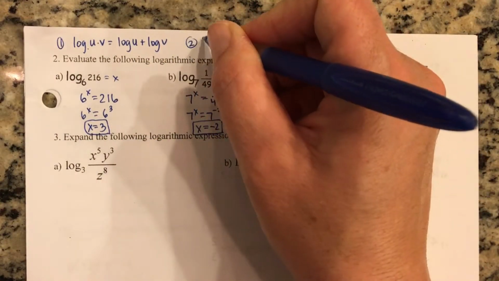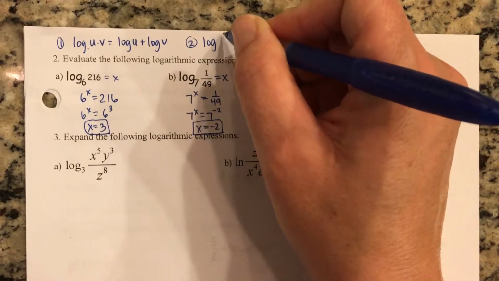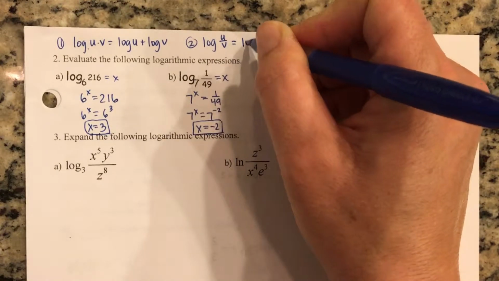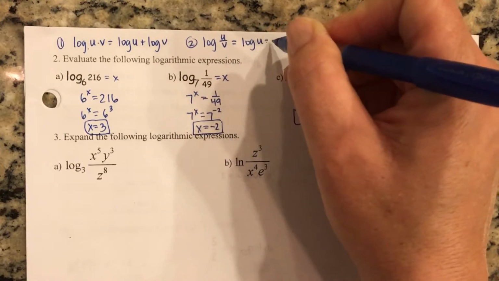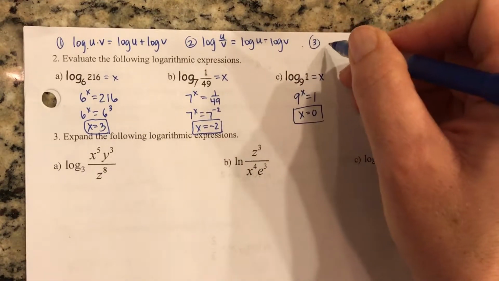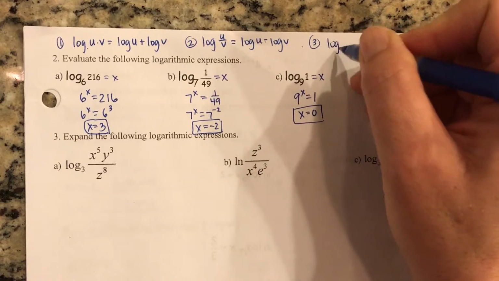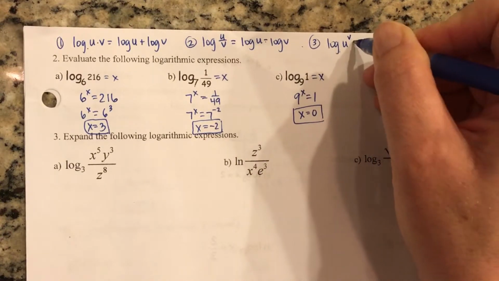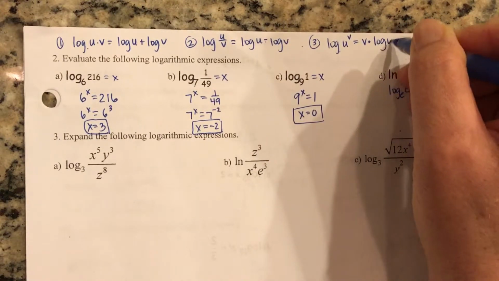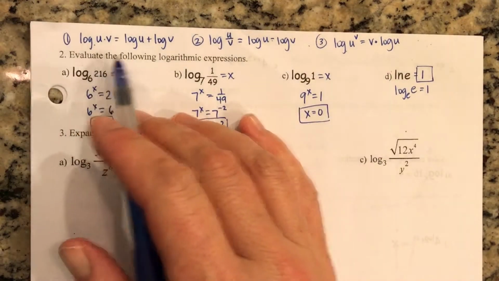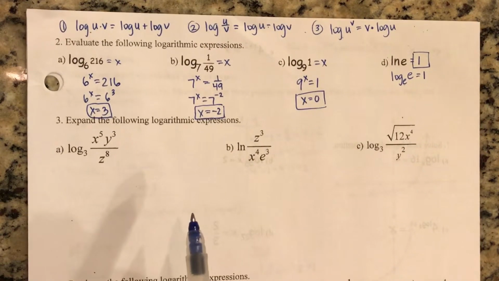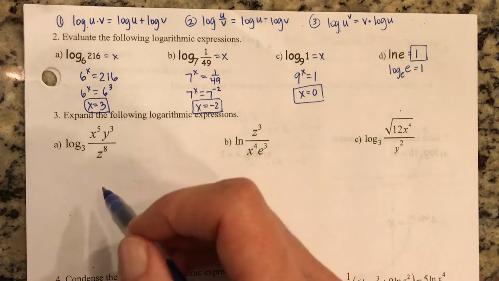Rule number 2 says if you've got a log, let's say base 10 of u divided by v, then you can rewrite that as 2 logs being subtracted. And then the third one says, log base 10 of u to the v, that exponent can be brought down out front and multiplied times what's left. So that's rule 1, 2, and 3. Take a second and get those written at the top of your paper. And then as I do these problems, I will refer to those.